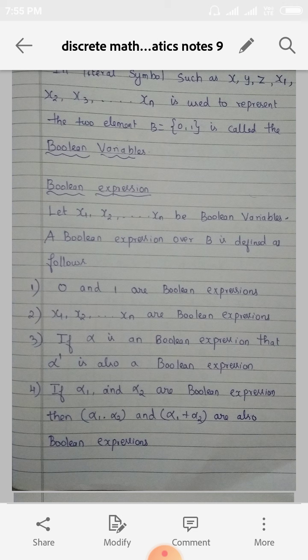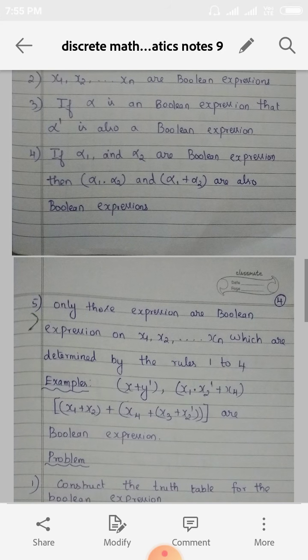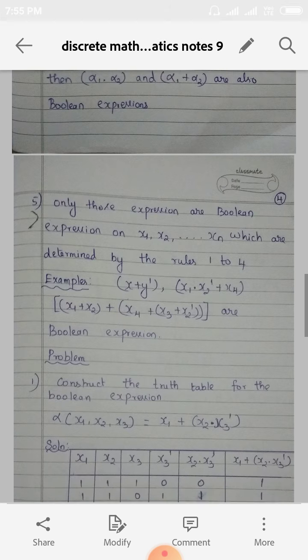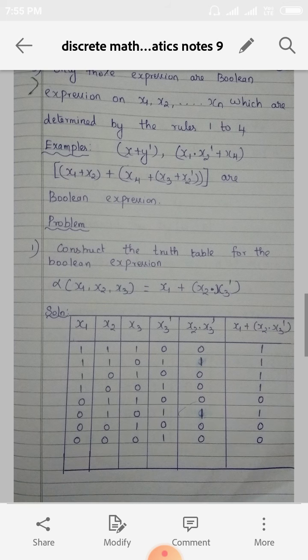So these are some properties involved in the Boolean expression. Fifth one, only those expressions determined by the rules 1 to 4 are Boolean expressions. So see the example: x plus y dash, x1 dot x2 dash plus x4, x1 x2 plus x4 plus x3 plus x2 dash. All these are Boolean expressions. These are some expressions. So see some problem.